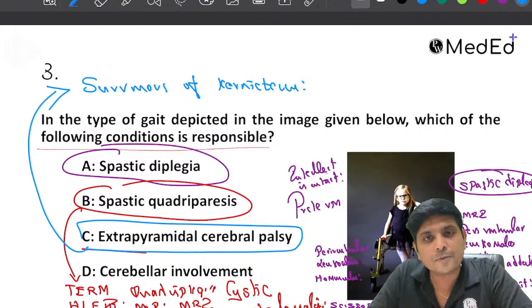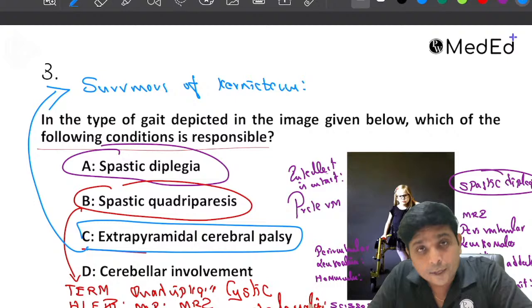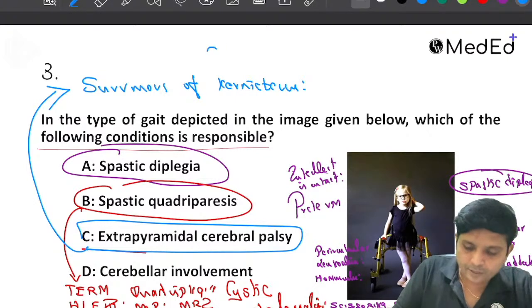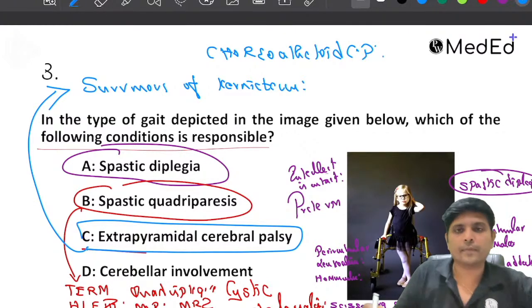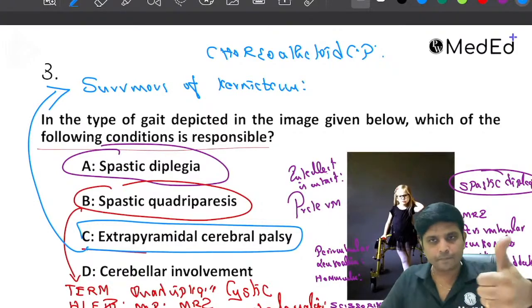Survivors of kernicterus. This is called choreoathetoid CP. This is called choreoathetoid CP. Okay. Done.